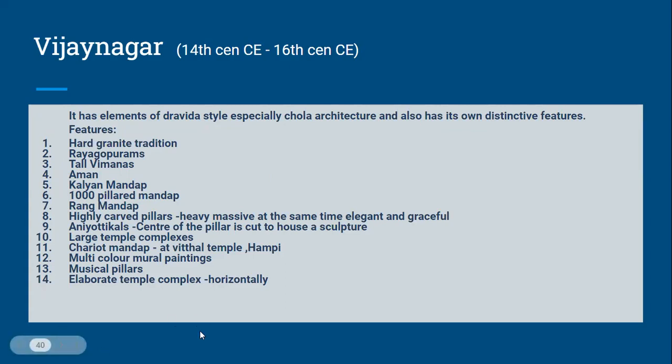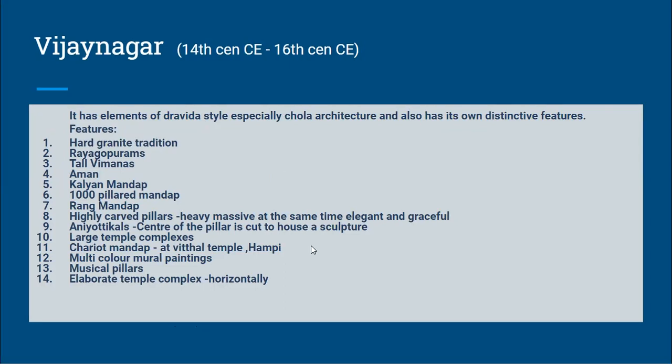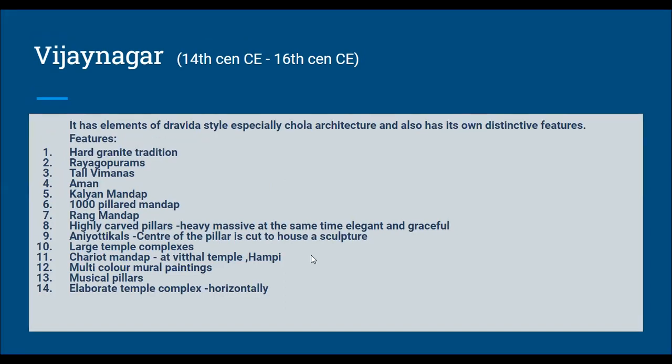Apart from that, it also carries with it the Dravida style. So Dravida style is already there. Apart from that, some Chola architecture elements, like the Cholas added mandaps, right? Chariot mandap, 1,000-pillared mandap. All this was continued under the Vijayanagar. But apart from that, they also added their own distinctive features. Okay, so that we will be understanding.